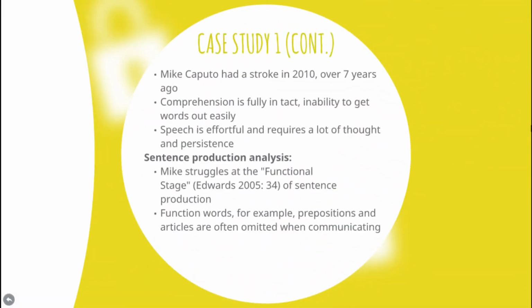This brief case study puts into perspective the general traits and patterns found within Broca's aphasia. Mike had a stroke 7 years before the video was filmed in 2010. From it, you can notice that his comprehension is intact, but his speech is somewhat effortful. From this short extract, you can instantly see that Mike and many others with Broca's struggle at the functional stage of sentence production because they can communicate lexical words but function words, such as prepositions and articles, are often omitted.